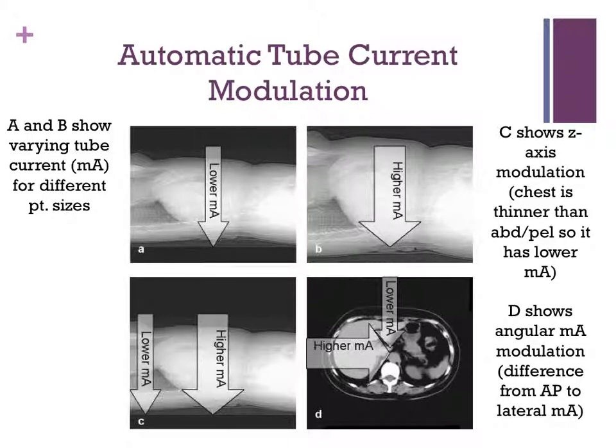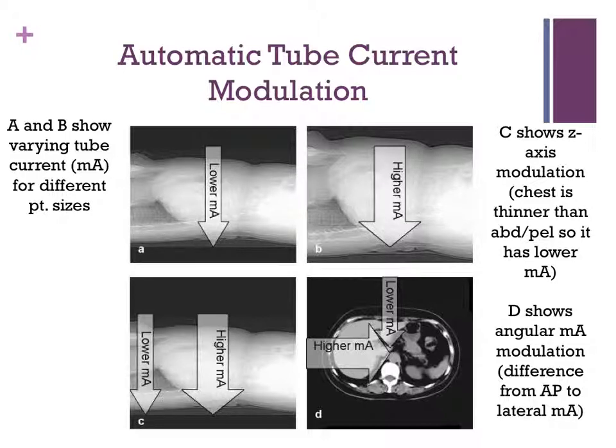This picture just shows a few examples of the tube current modulation. So A and B show a varying tube current, or mA, regarding different patient sizes. And you can see that lower mA is needed because this is a smaller or a thinner patient as compared to image B here. And then take a look at image C. This is an example of Z-axis modulation where the chest is thinner than the belly or the abdomen and pelvis. So the chest actually has a lower mA than the belly, which has a higher mA.